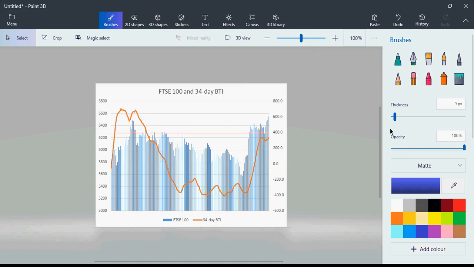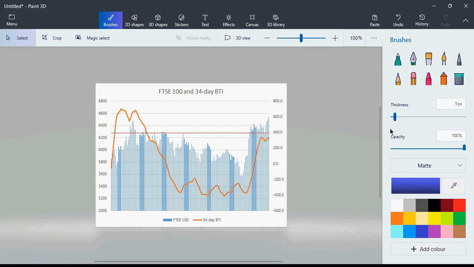Okay, so I wanted to show you the 34-day BTI, which is an indicator I use to identify potential resistance levels in the FTSE. So here we have the chart of the 34-day BTI, which is the orange line, together with the FTSE 100 index in blue. And as I was saying, it's very important to understand this 34-day BTI, because when the market goes up, when the FTSE goes up, this indicator will go up.